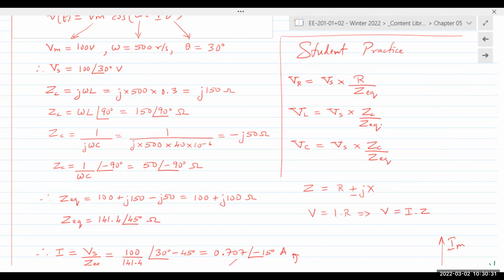No. ZEQ is just a vector representation. It's not a function of time. ZEQ depends on frequency, so ZL is 2 pi FL. Frequency is the inverse of time in that sense. But when we do the phasor representation, where we do cos of omega t, it's not time varying that way. It depends on the frequency.